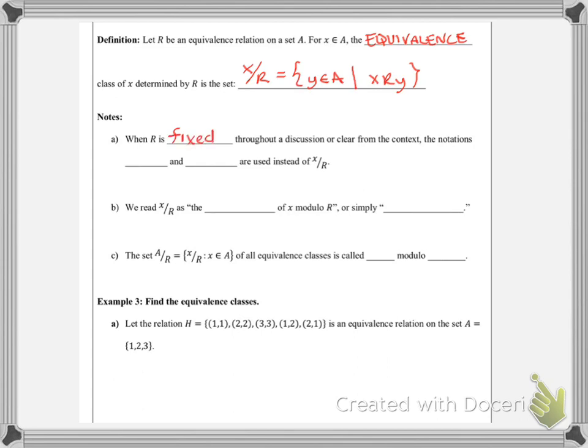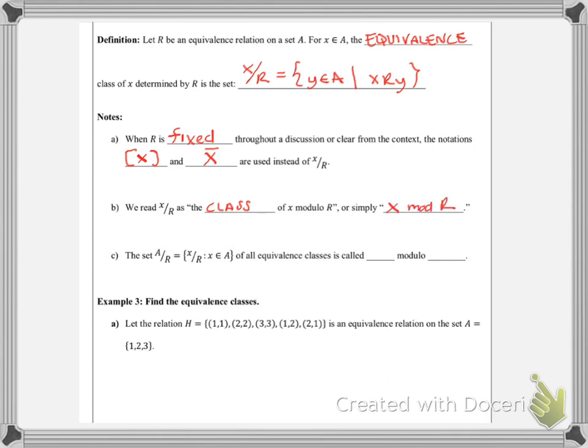throughout a discussion, or if it's clear from the context, then we usually use the notation bracket x or x bar, and that's used instead of x mod R. And that bar there is not divides or anything. It's read as the class of x modulo R, or simply x mod R.